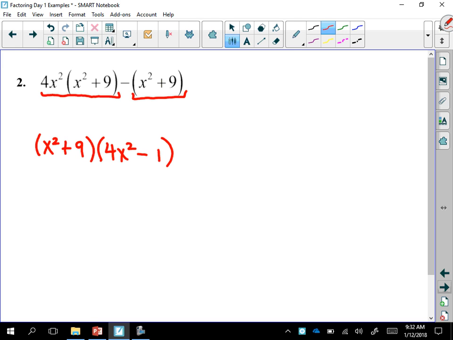Do we have any difference of perfect squares? Yes. Not the x squared plus 9. We have to leave that alone. That's the sum of perfect squares. But the 4x squared minus 1 would be 2x minus 1 and 2x plus 1. Am I good on 2?